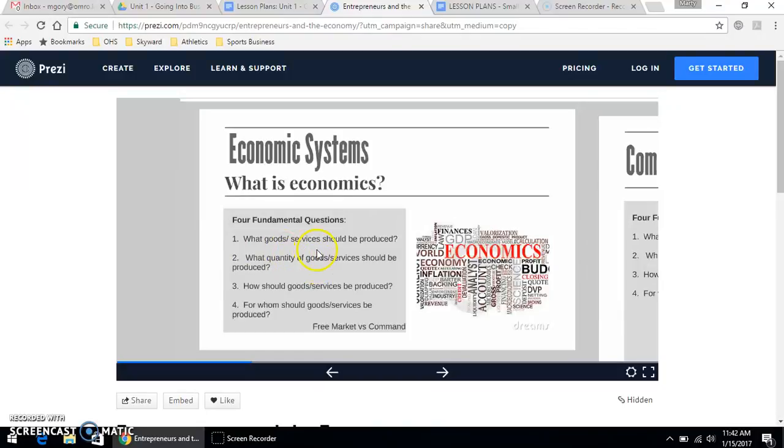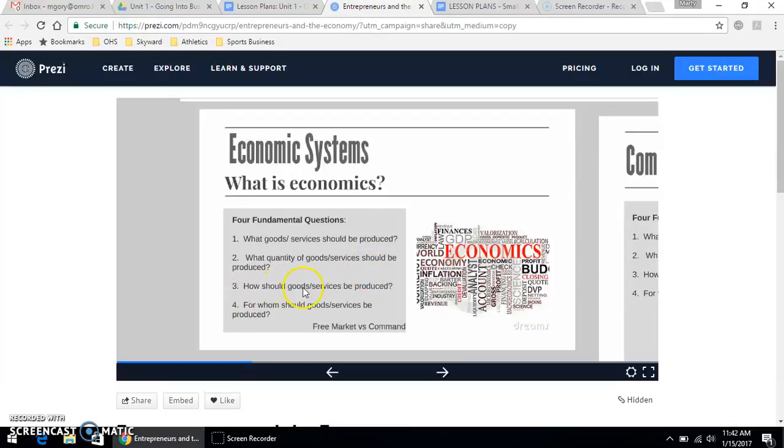The market usually can determine to a producer what goods and services the market is looking for, therefore giving the producer some direction on what to create. Number 2 is what quantity of goods and services should be produced. This is analyzed by an economic indicator known as demand. What is the demand for a particular product? That will also give the producer guidance or direction on how much of this good and service should be produced.